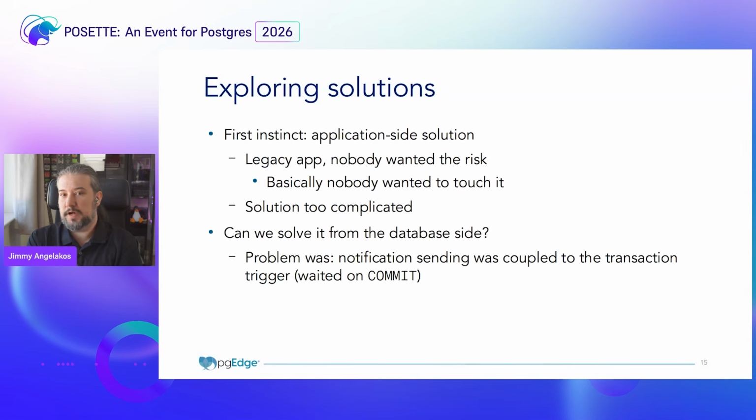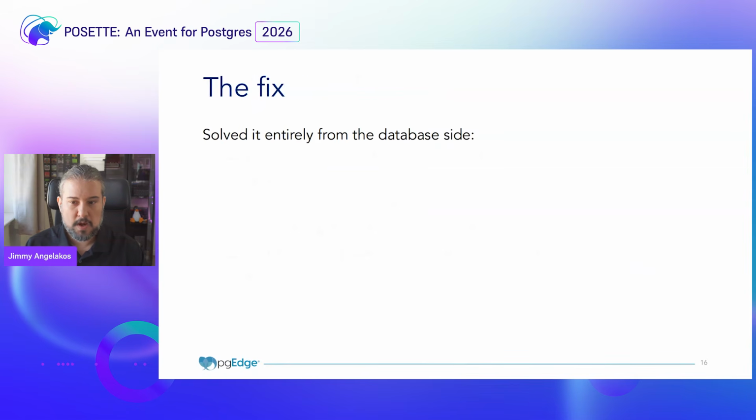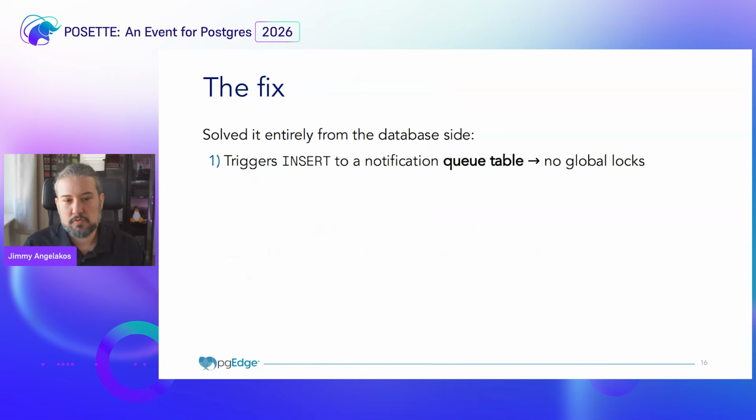So the problem we're trying to solve is that the notification sending is coupled to the transaction committing. And this is what we need to tackle. So how did I solve this entirely from the database side? First of all, we changed the triggers. Instead of sending a notification, the triggers would write that notification into a notification queue table.